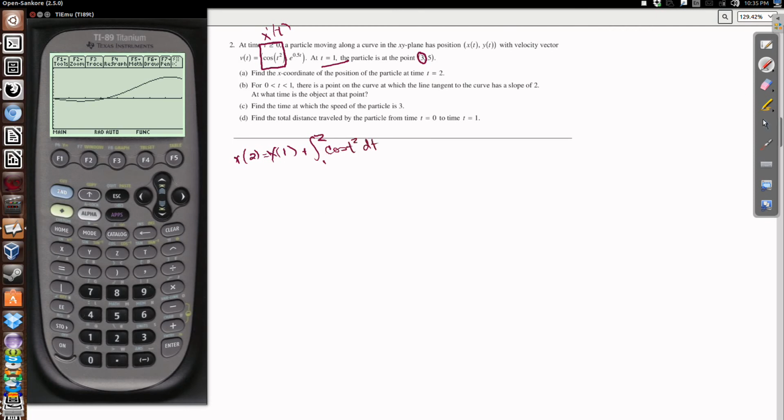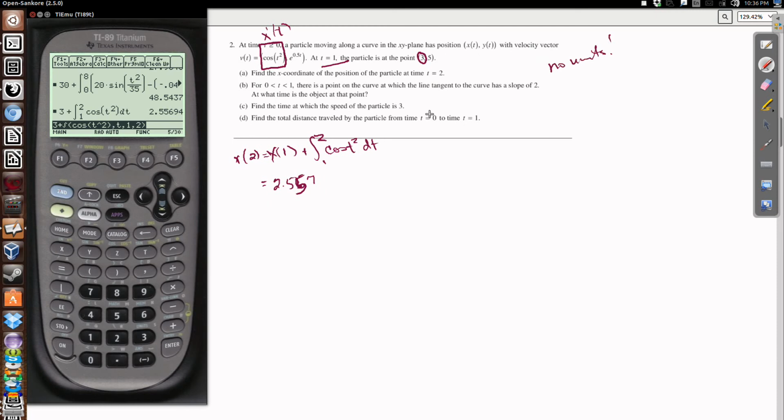So I'm going to jump over to my calculator real quick, and we're going to go to our home screen. And I want to figure out what x of 1 is, which is 3, plus the integral. And I'm going to be integrating cosine of t squared with respect to t from 1 to 2. And we're going to find out that x of 2 ends up being 2.557. And again, in this problem, I don't need units because there are no units here.